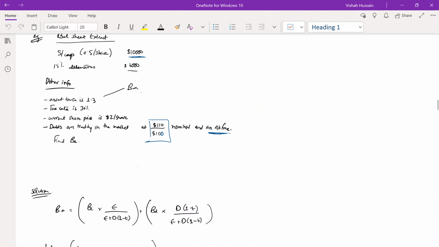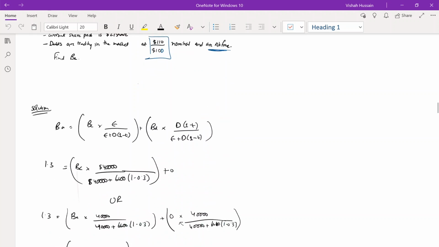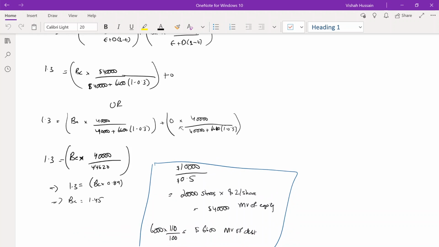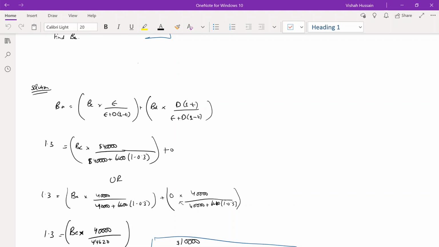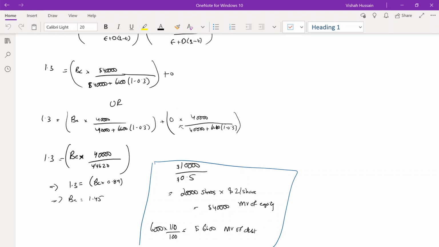Now in order to find the beta equity, you need to compute the market value of equity and the market value of debt first. So how are you going to compute them? Over here you can see the working in that blue box. 10,000 over 0.5 gives us 20,000 shares into $2 per share, because that was the market value. So $40,000 is the market value of equity. 6,000 into 110 over 100 was the market value of debt. In that way I computed the beta equity after putting each and everything in the formula.